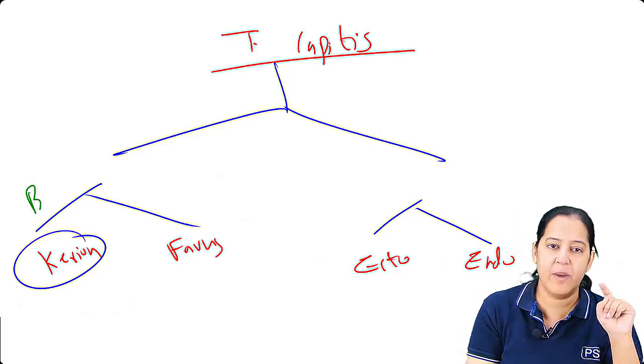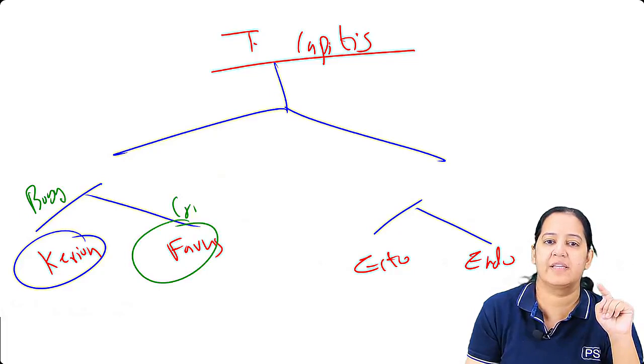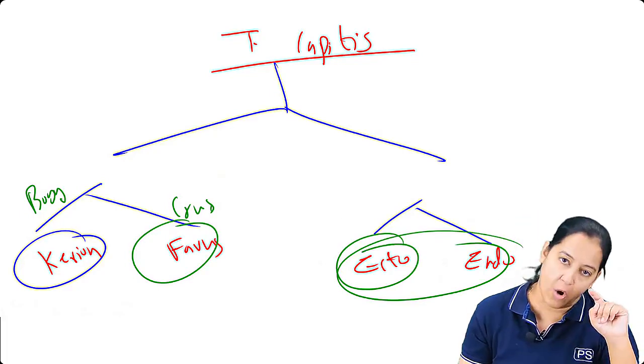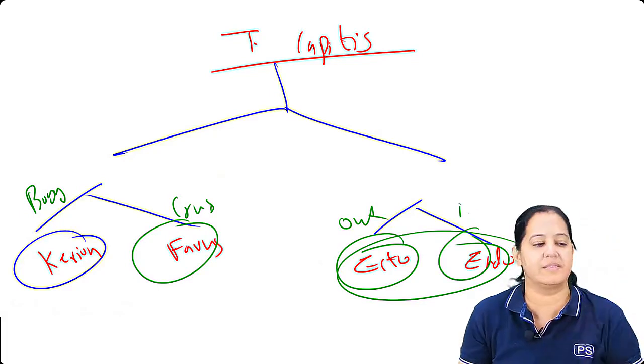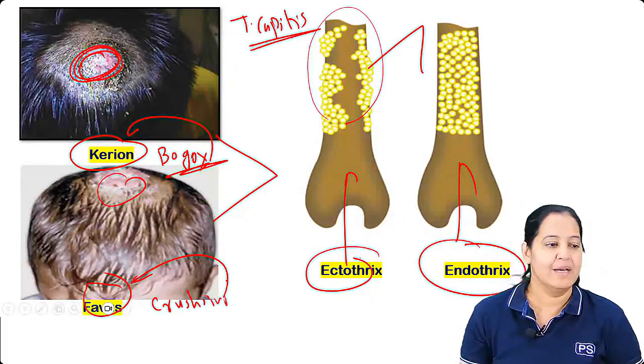Carrion is a boggy swelling. Favus is a crust-like swelling. And here we have arthrospores outside. And here we have arthrospores inside. How many of you got it? Please learn it. Now, this is tinea capitis.